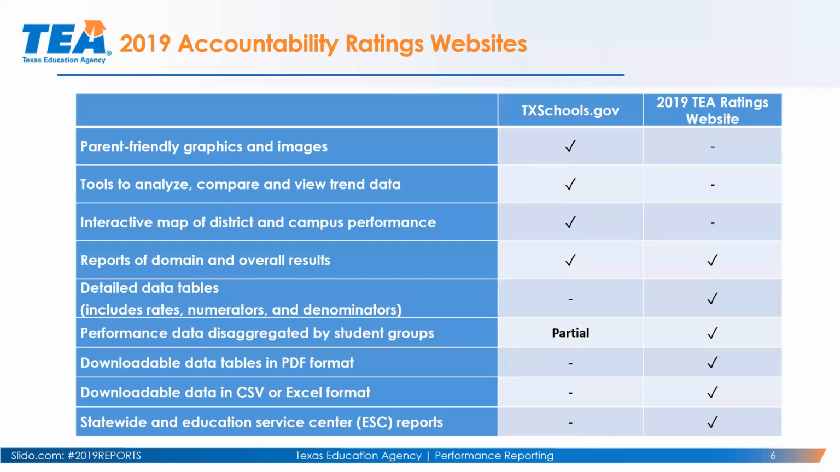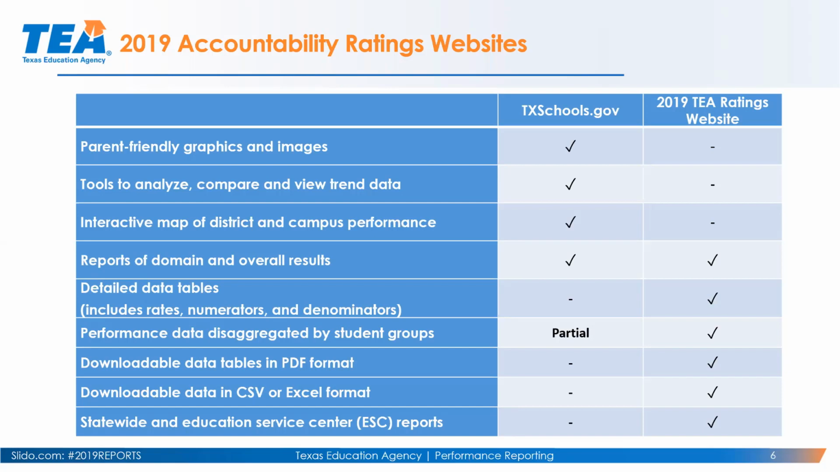Let's go over the differences of these two websites. We have txschools.gov and our TEA rating systems webpage. So txschools.gov has lots of parent-friendly graphics and images. It also has tools to analyze, compare, and view data from one campus to another or one district to another. txschools.gov also has an interactive map of district and campus performance that's geared toward parents to look at performance for an entire school district, or maybe in a downtown area or a rural area. They can get a top-down view of performance using the map.